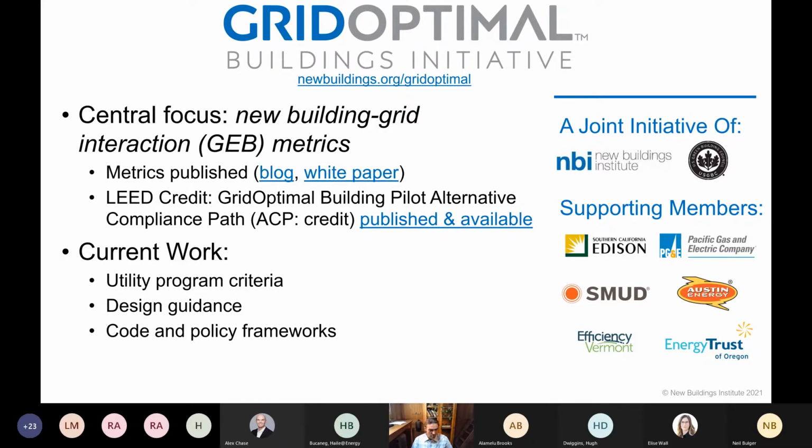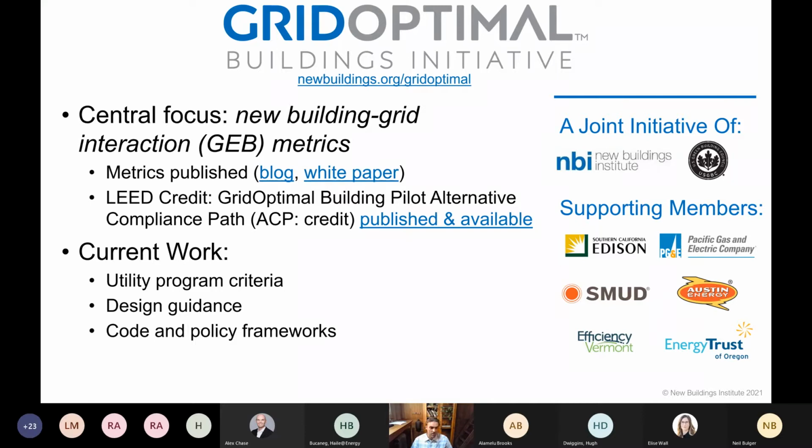So we've put together a set of core metrics under GridOptimal. You can see there's some links here to a blog and a white paper, peer-reviewed conference paper that talks about what those are. Those also form the core of a LEED credit. So now you can get up to 3 LEED points for improving building grid integration using these metrics as a framework. The idea has been, well, we need some consistent and reasonably accurate way to measure this stuff. And then once you do, many doors open.